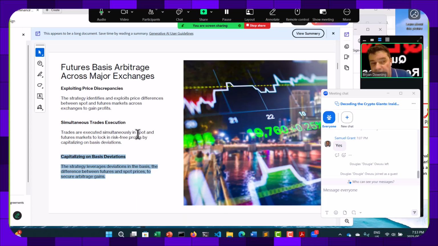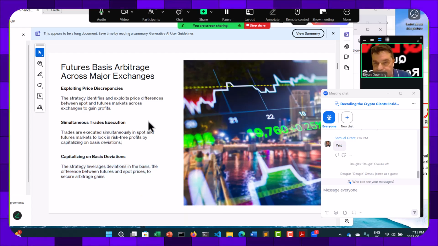But again, they're doing this on a very split nanosecond basis. Okay, so it's spread out across the different exchanges.